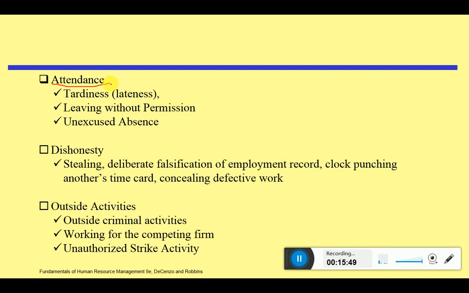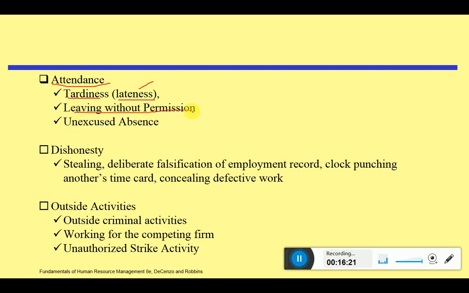Attendance first. Number one is tardiness, which simply means lateness. It is a disciplinary issue. It is also a possibility that employees are late in their attendance, or that their attendance is not marked on time. That is lateness in attendance.